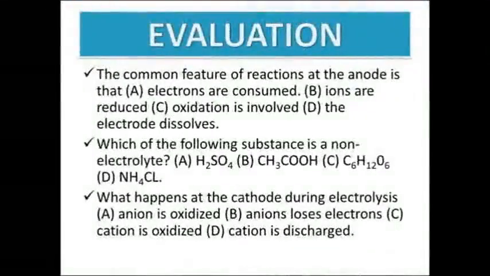The common feature of reactions at the anode: A says electrons are consumed. But you remember that at the anode we talk of electron deficiency, so electrons are not consumed. It's not correct. B says ions are reduced. When you look at the cathode, you calculate the valency: before the reaction it is +1, and after the reaction it is 0. So reduction occurs at the cathode. Therefore, ions are reduced at the cathode, not at the anode. At the anode, reduction does not take place. So we say in C, oxidation is involved.